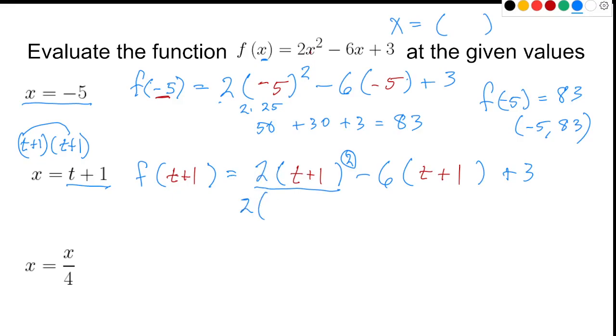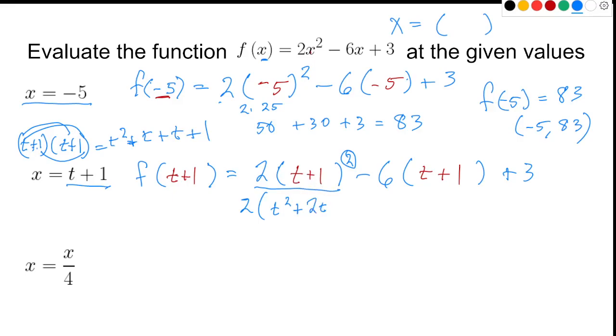t times t is t squared. We get t times 1, so we get 1t, plus 1t, right? And then we get 1 times t, so we get another 1t. And then we get 1 times 1, which is 1. So this becomes t squared, combining like terms, 2t in the middle.